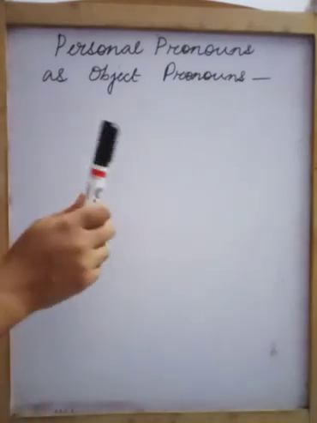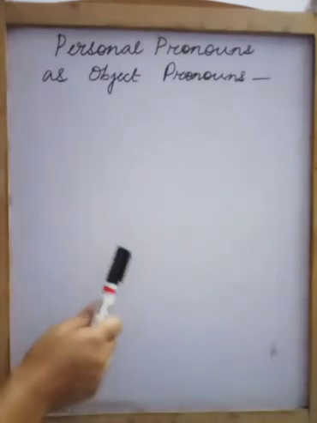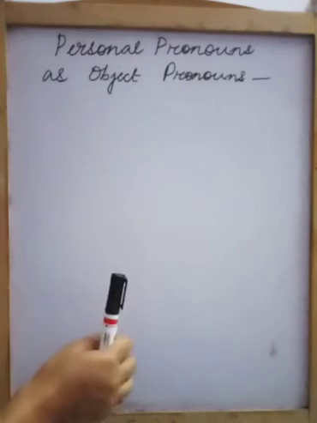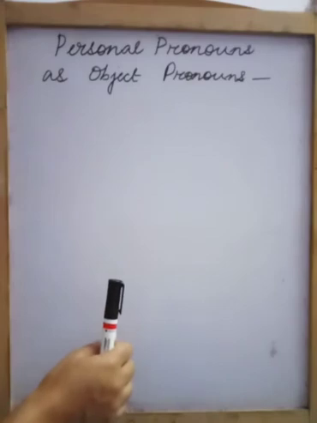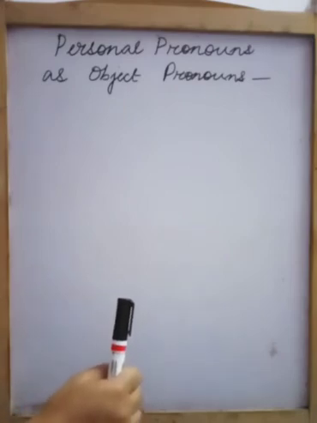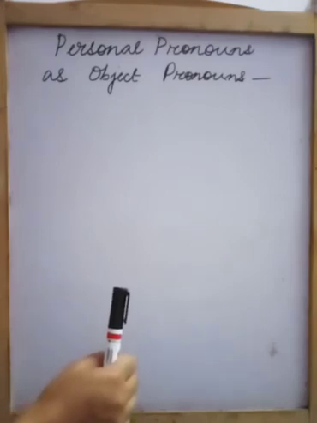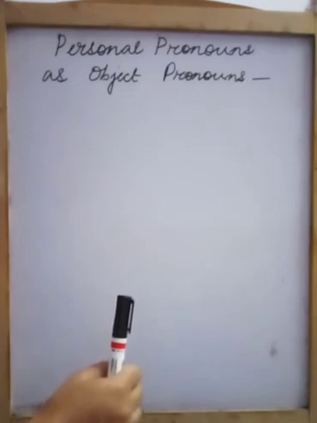Today, before we begin with the chapter, we will do a short recap of what we did in the previous class. If you remember, in the previous class we learned about pronouns, and also about personal pronouns and their categories. We learned that I, we, he, she, they, it are called personal pronouns. And also that they stand for three persons.